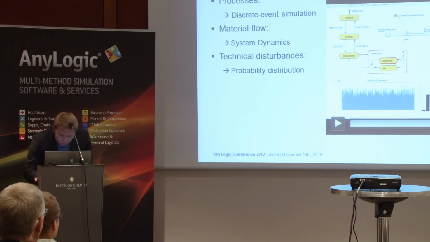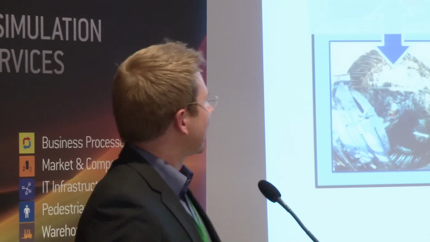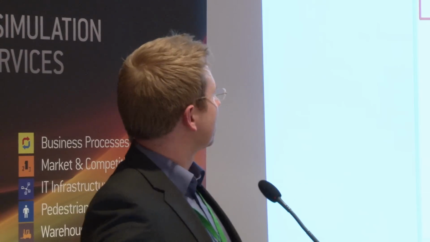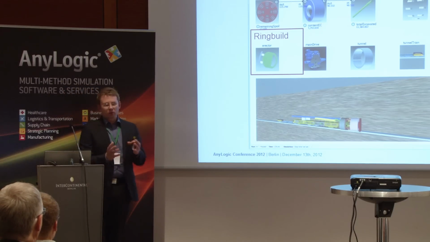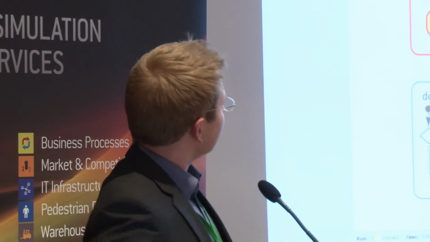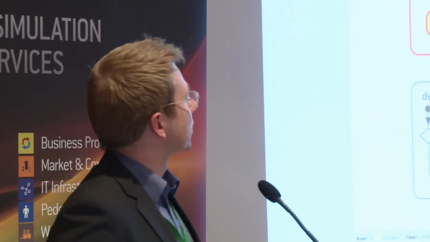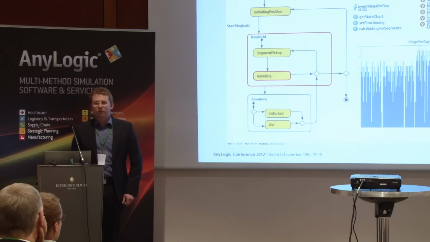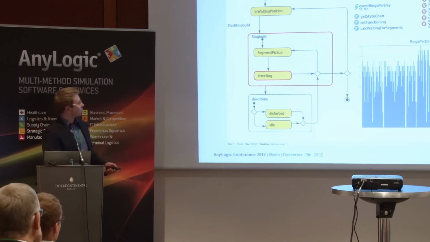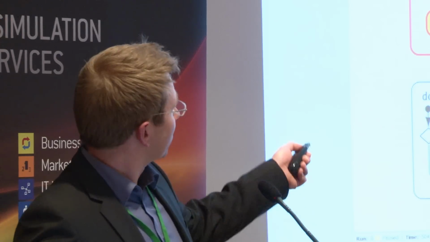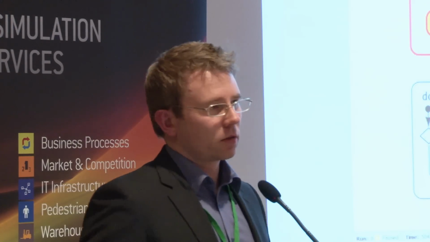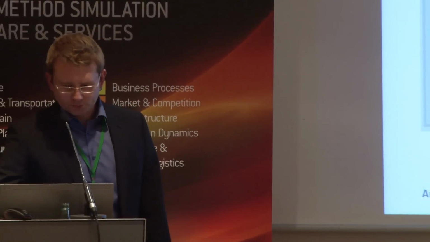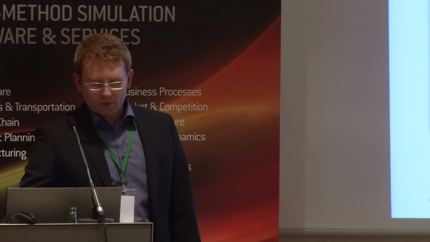So the second part is the ring build, which is mainly simulated with only one component, the erector. It's a screenshot of the internal setup. I think I don't have to really explain that to you. Most of you know, it's just a process simulation. We don't have any continuous material handling there, so we don't use system dynamics in this one.